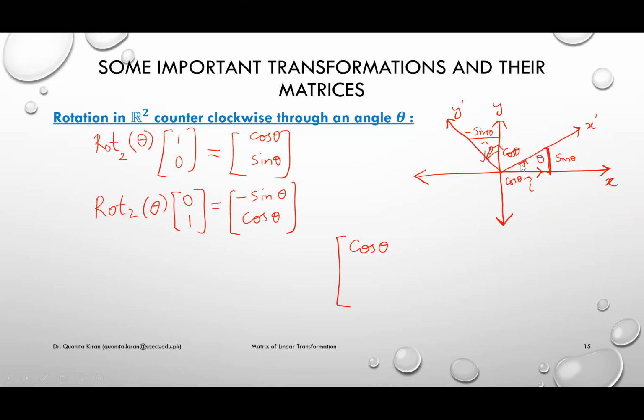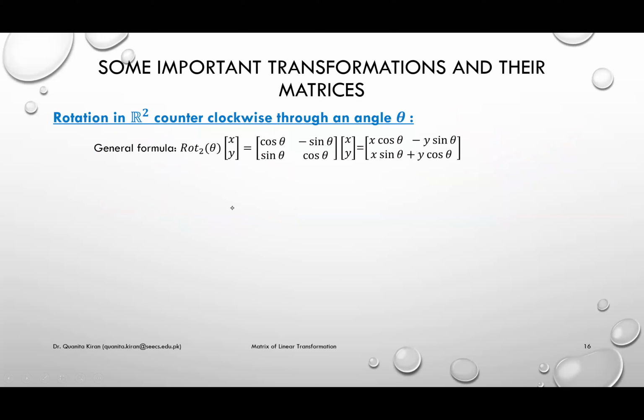If you use the rotation clockwise, then there would be some difference in the sign, and you can also obtain the rotation clockwise. So this is the matrix of rotation in 2 dimensions. This is the general formula, and you see that these are the components of this vector.